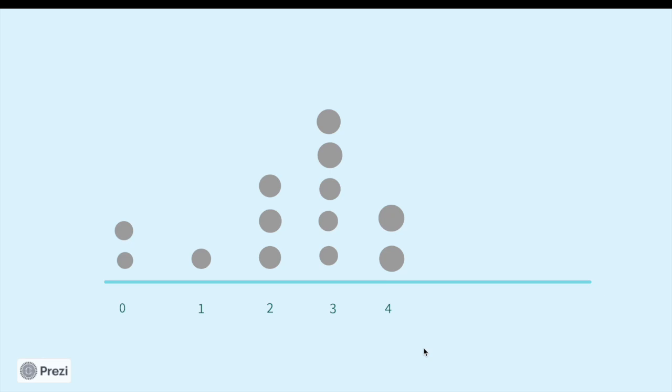If 2 students have 0 siblings, meaning they're an only child, we will make 2 dots above the number 0. If 1 student has 1 sibling, we add a dot above the 1 to represent them. If 3 students have 2 siblings, we draw 3 dots above the number 2. If 5 students have 3 siblings, we will add 5 dots above the number 3, and so on and so forth. We stack a dot above the number every time someone gives us that answer.